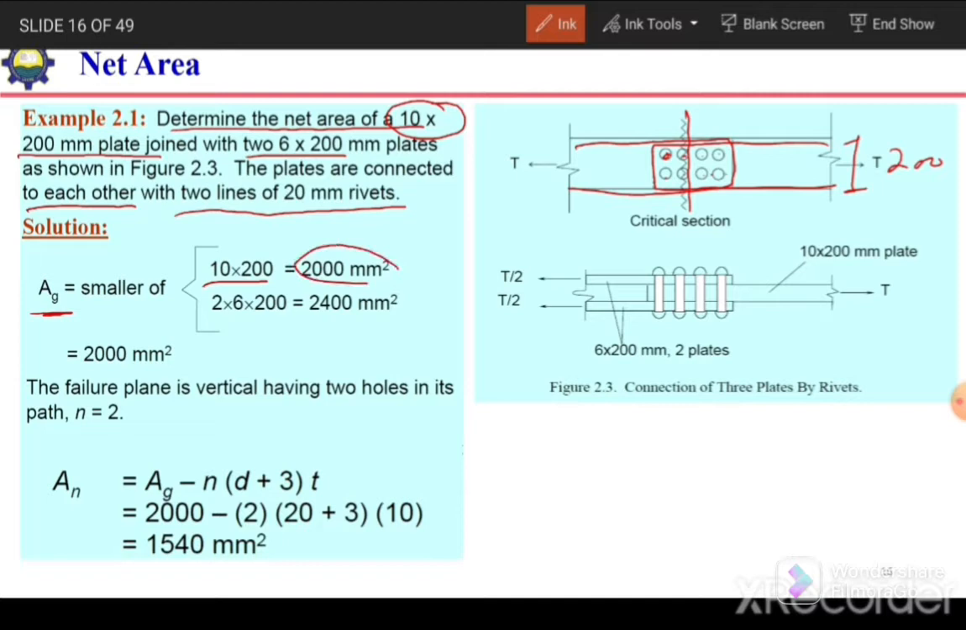So here the gross area of this single plate will be equal to 2000 millimeter square. And on the other side we have two plates each having 6 millimeter thickness and 200 millimeter width. So the area of these two plates, which are acting collectively, will be equal to 2400 millimeter square. So we need to consider the lesser of these two areas, as that will govern the capacity of the section. So here 2000 millimeter square is the smaller value, so this area will be considered.